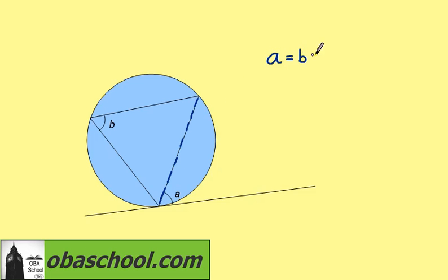Because of this, we call this the alternate segment theorem. And if you use this, this is what you should write down. If we look at this carefully, we can see that for the same reason, C and D are also equal.